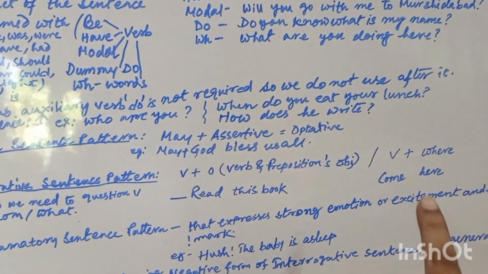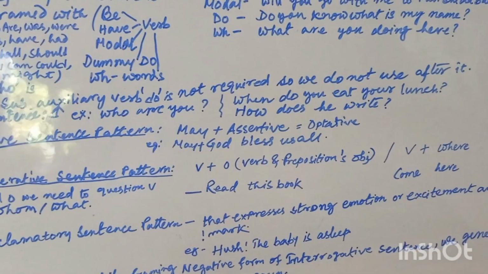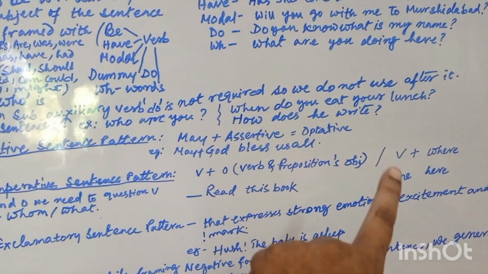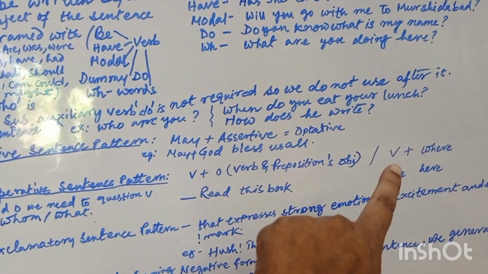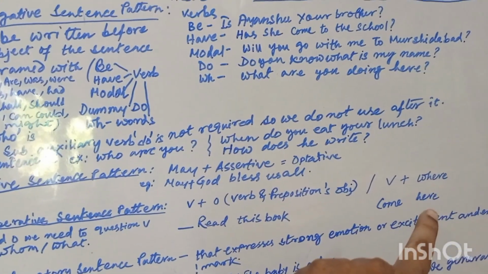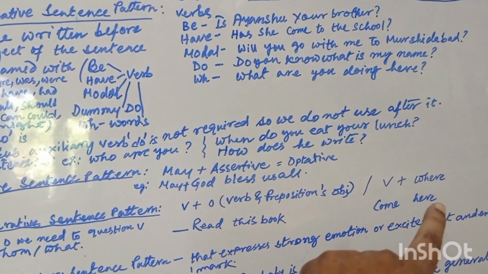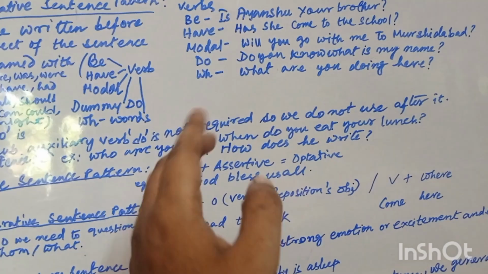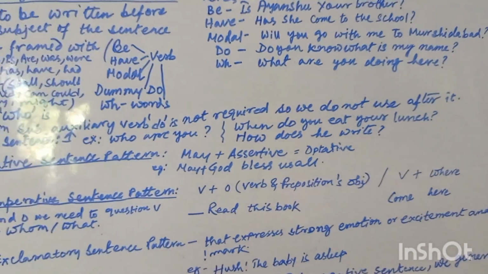Again, another sentence, come here. In this sentence also, I have written verb as come, and here is a place that I am indicating. I am calling someone that you must come here.